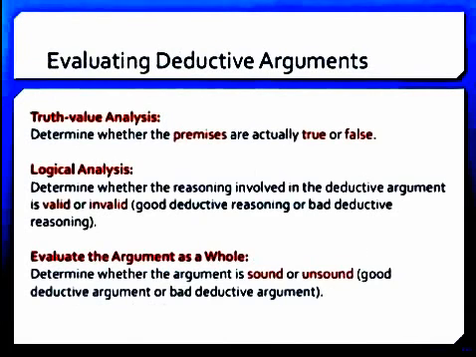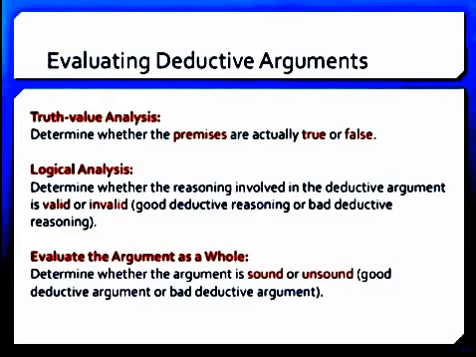Now, we also discussed how to evaluate deductive arguments. Specifically focusing on categorical syllogisms and arguments in propositional logic, we discussed how there are three major things that we need to do when we evaluate any deductive argument. First, we do a truth-value analysis, and when we do a truth-value analysis, we determine whether the premises are actually true or false. Second, we do a logical analysis. In logical analysis, we determine whether the reasoning involved in the deductive argument is valid or invalid, whether or not the deductive argument has good deductive reasoning or bad deductive reasoning.